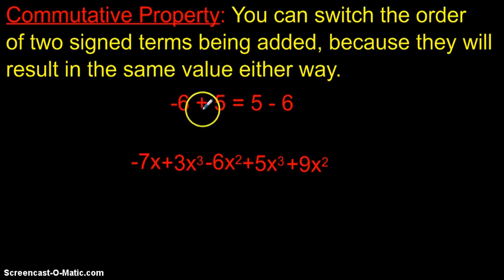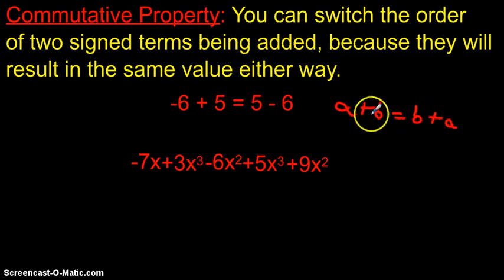It's hard to write a good definition for the commutative property, but I've kind of converted it so it'd be more practical for use in Algebra 2. It says you can switch the order of two signed numbers being added because they will result in the same value either way. Now, the commutative property traditionally looks like this: a plus b is equal to b plus a. That's the commutative property of addition.